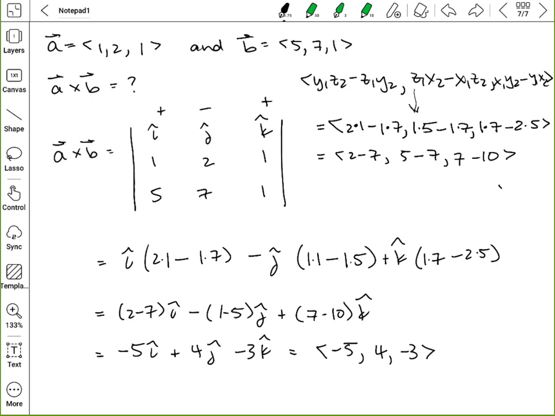Let's see what I did wrong here. I was supposed to be z1, which is 1. So I got that one. X2, which is 7. Oh, there we go. No, it was 5. I hate this formula. X2 was 5. X1 was 1. And Z2 was 1. That's where my mistake was. I did Y2 instead of Z2. So 5 minus 1 is actually what it should have been. And this is going to give me minus 5, 4, minus 3.